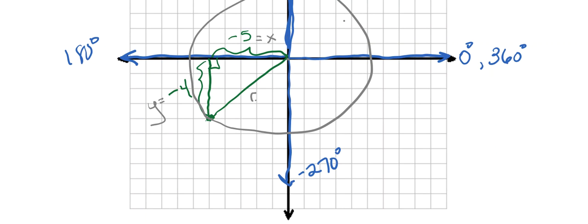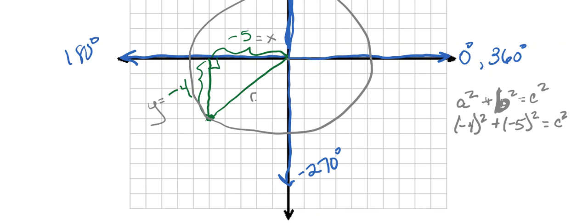So let's go ahead and do the Pythagorean theorem real quick and figure out what r is. The Pythagorean theorem is a squared plus b squared equals c squared. Doesn't matter who a and b are. I'll just do negative 4 squared plus negative 5 squared equals c squared. 16 plus 25 is 41. So c is the square root of 41. And for right now, we're going to leave all of our radicals in radical form.